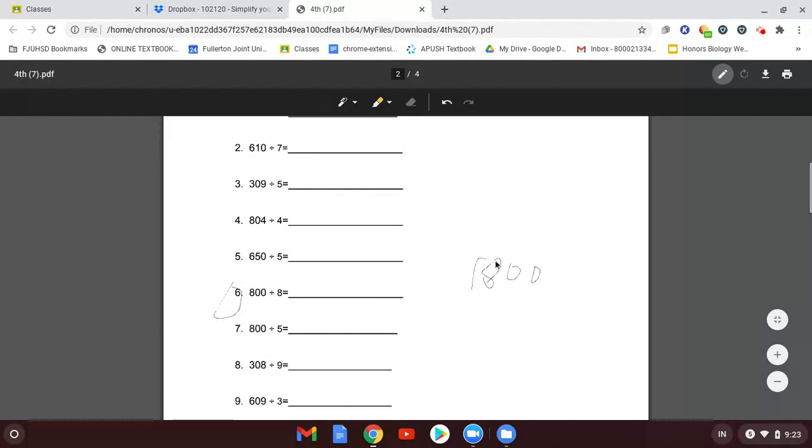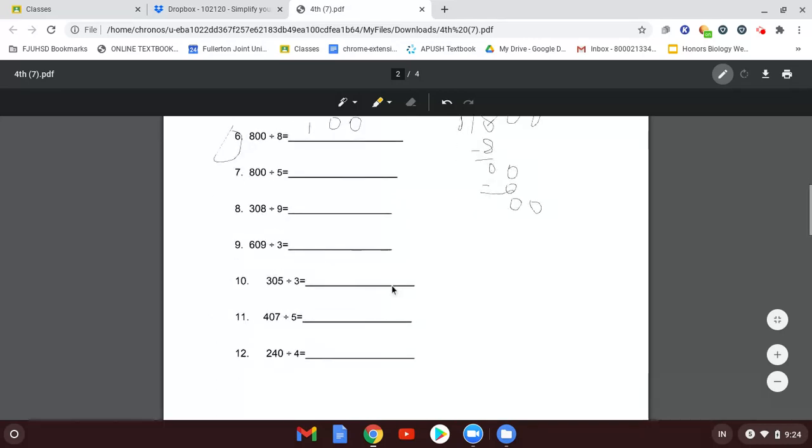Okay. So 8 divided by 8 is obviously 1. 1 times 8 is 8. Subtract the 8s. 0. And like I said before, 0 divided by any number is 0, because 0 times 8 is 0. Subtract the 0. Bring down the 0. Bring down this 0. And then 0 divided by 8 is 0. So the answer is 100.